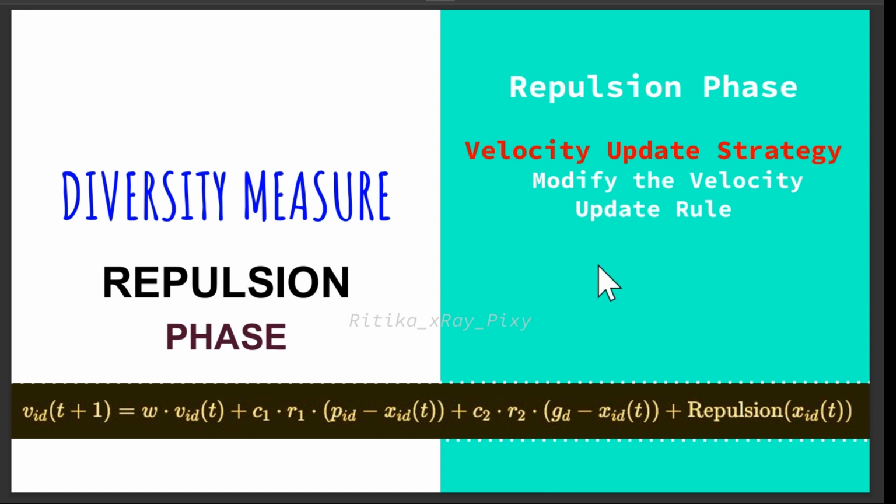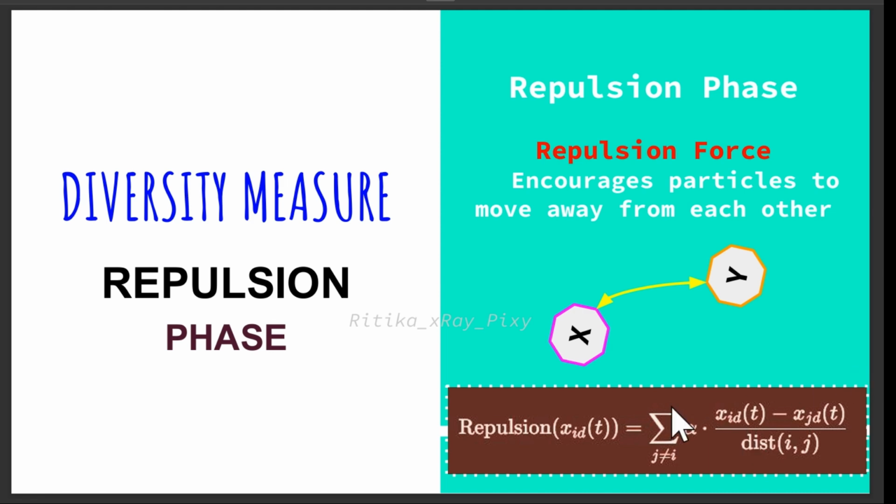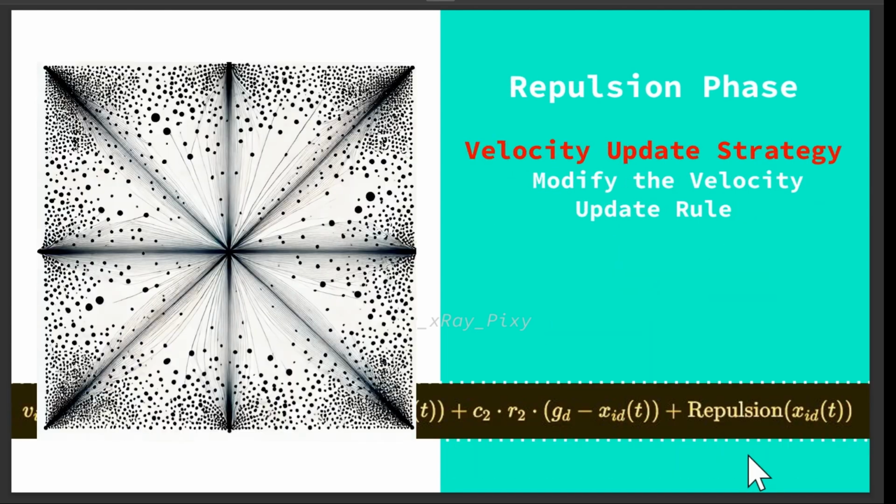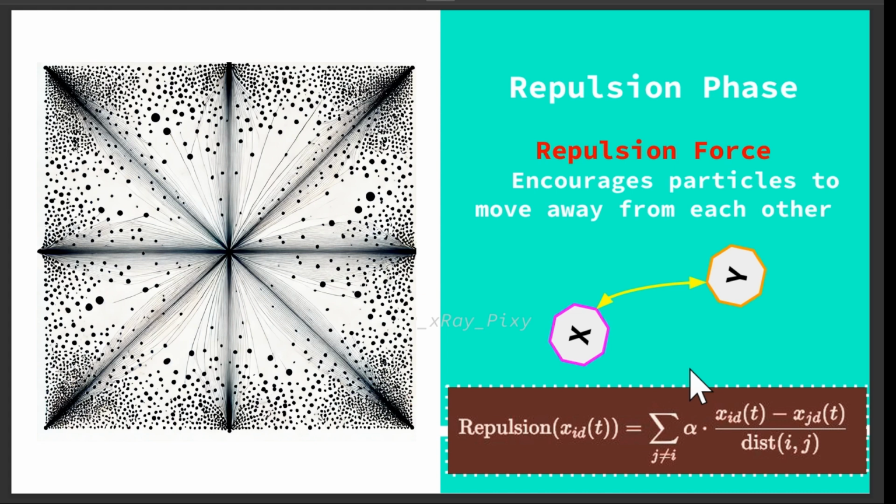During the repulsion phase we can modify the velocity update rule to encourage the particles to move away from each other. Here you can see the updated velocity equation. The repulsion force encourages the particles to move away from each other. Here we can define alpha, a constant that will control the strength of the repulsion force. Then we have the distance between the particles i and j. This term ensures that particles are pushed away from each other.